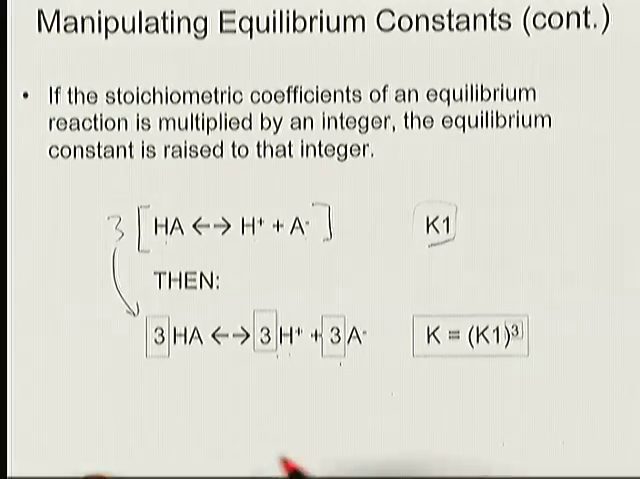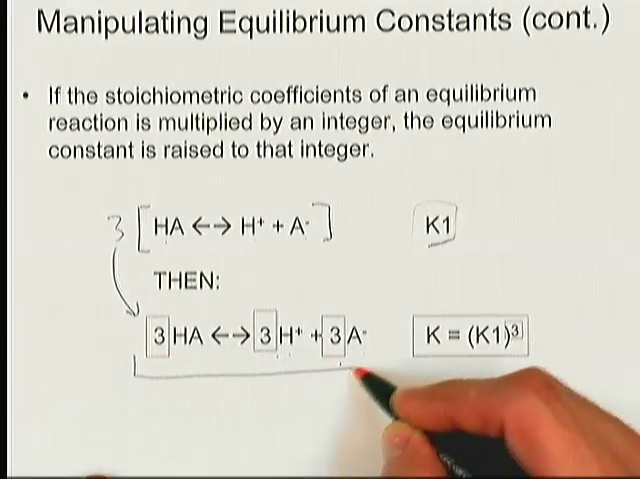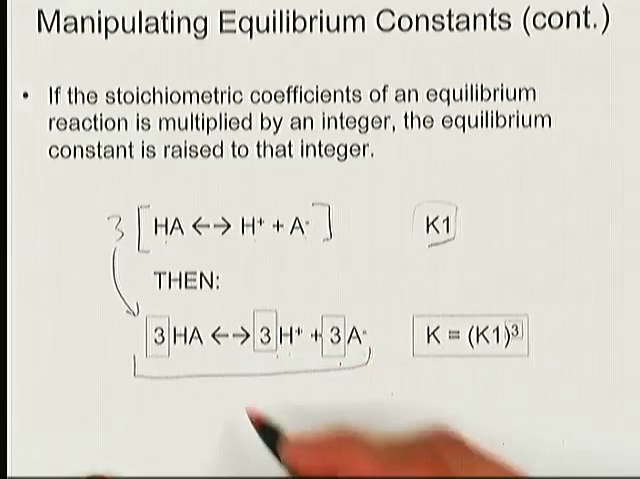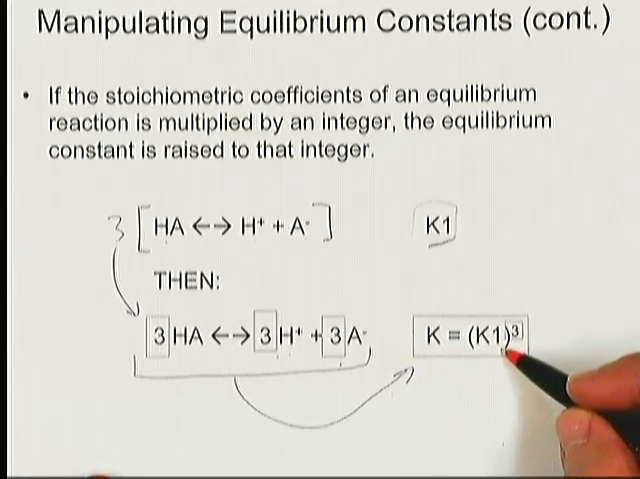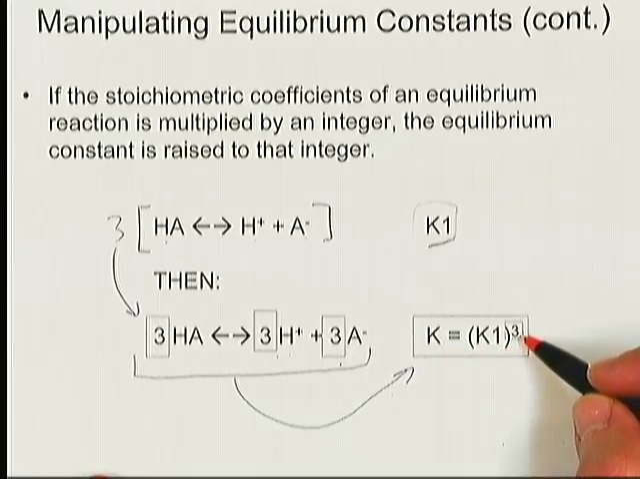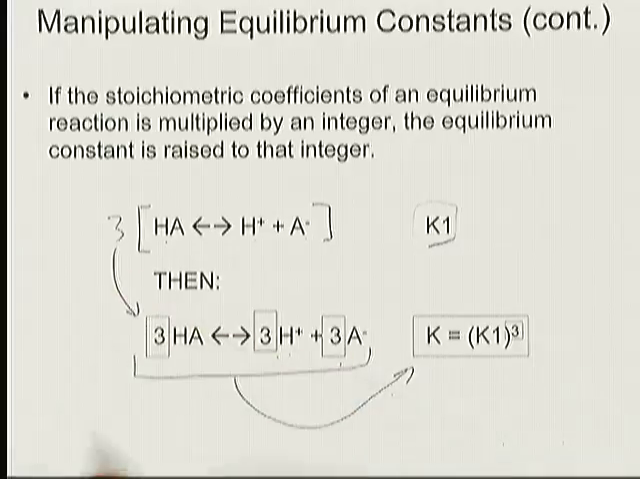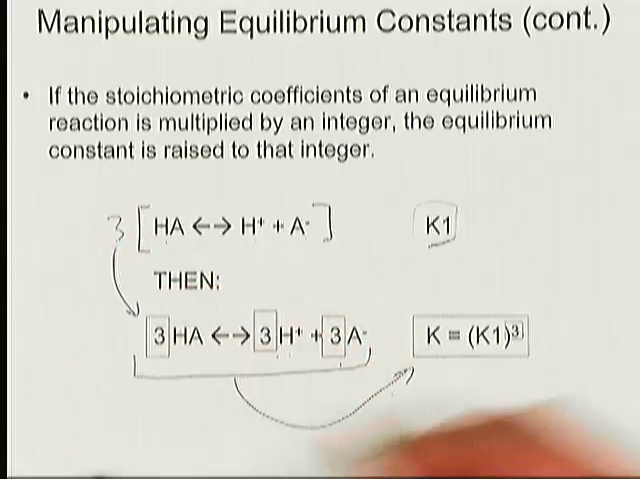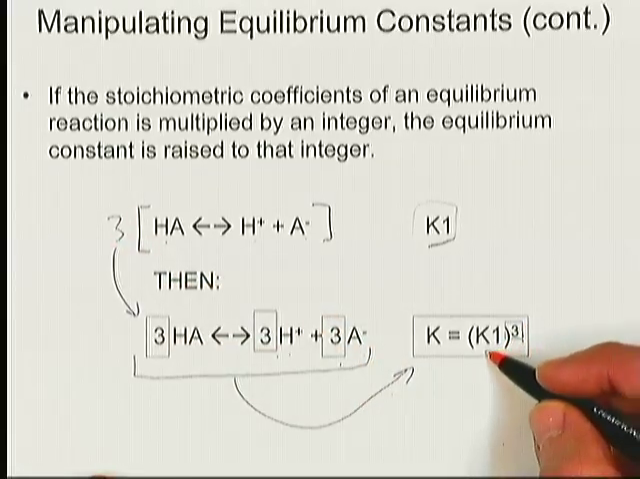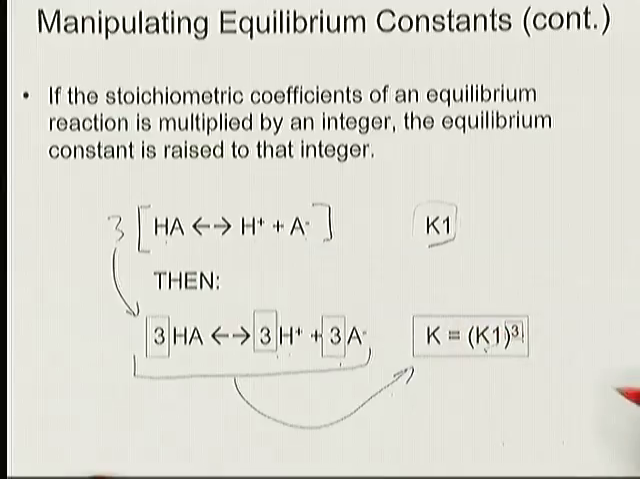If I want to know what the equilibrium constant is for this reaction that's multiplied with the 3 out front, the new equilibrium constant is equal to the original constant raised to the power of the number that we multiply the equation by. So here we're going to raise it to the 3rd power because we multiplied the equation by 3. If I had multiplied it by 2, that number here would be a 2. If I multiplied the whole thing by 6, this should be a 6. You take the original constant for the original unmultiplied reaction and raise it to the power that you multiply the equation by. And it's that simple.